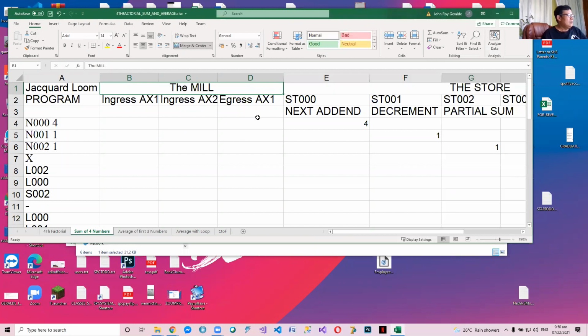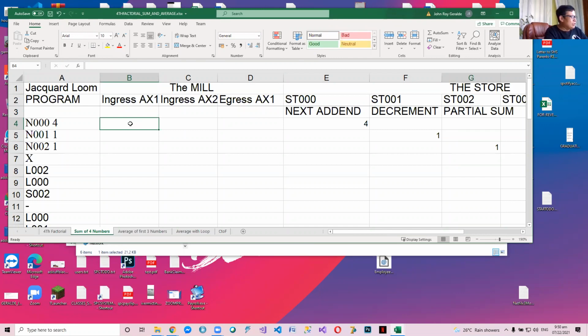So this is the sum program, the summation program, which I converted from the factorial. Do you follow? Now there's a way to do this directly, without having to go through the addition of each number one by one. You can just add 4 plus 3 plus 2 plus 1.